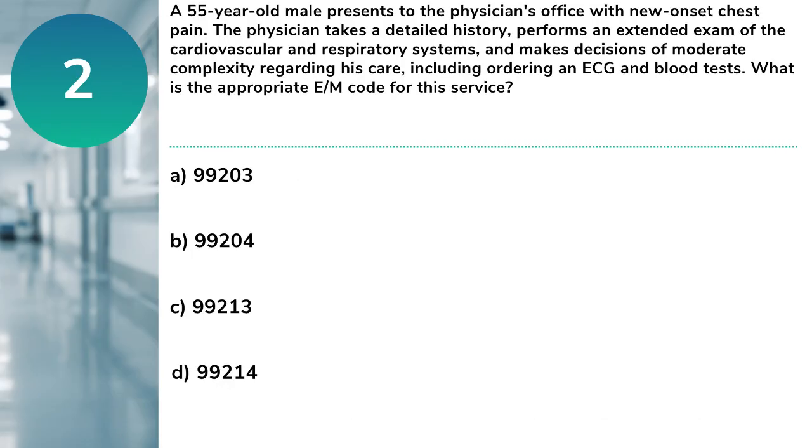Question 2. A 55-year-old male presents to the physician's office with new-onset chest pain. The physician takes a detailed history, performs an extended exam of the cardiovascular and respiratory systems, and makes decisions of moderate complexity regarding his care, including ordering an ECG and blood tests. What is the appropriate E/M code for this service? A. 99203. B. 99204. C. 99213. D. 99214.